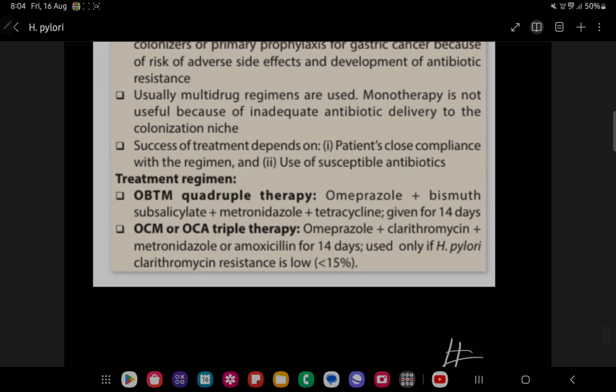So very important, remember this treatment regimen which you have to write in the exam. There is the OBTM quadruple therapy. O stands for omeprazole, B for bismuth subsalicylate, T for tetracycline and M for metronidazole, and it has to be given for 14 days. Now comes OCM or OCA triple therapy, that is omeprazole, C for clarithromycin and M for metronidazole, or you can also give amoxicillin, for 14 days. It is used only if H. pylori clarithromycin resistance is low, that is less than 15%.